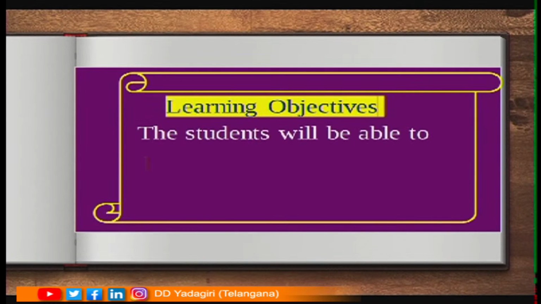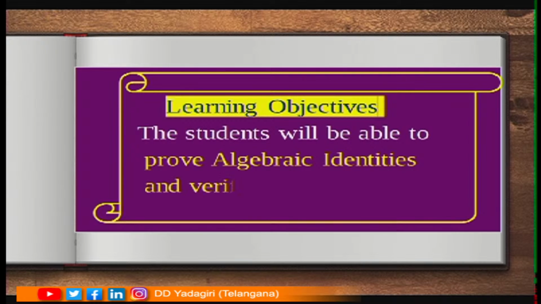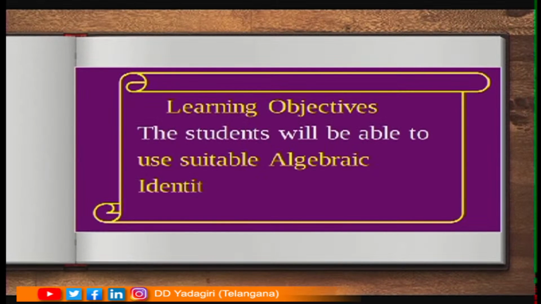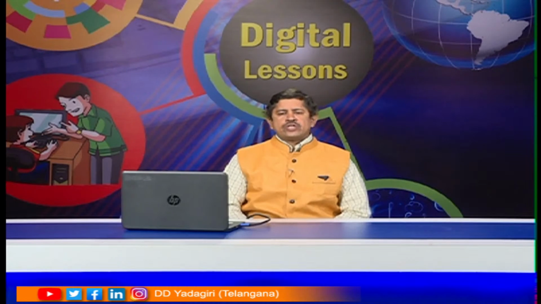So, the learning objectives of today's class are: the students will be able to prove algebraic identities and verify them geometrically. Students will be able to use suitable algebraic identities in numerical problems. Today, we are going to learn about the algebraic identities.